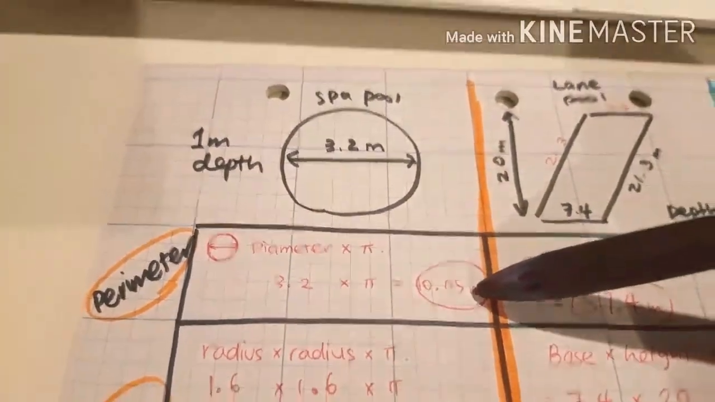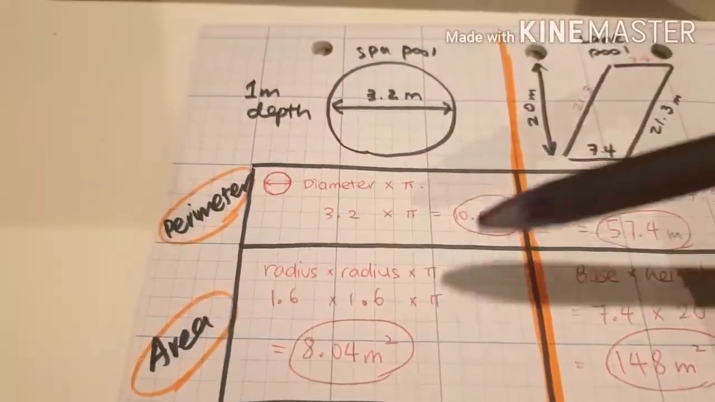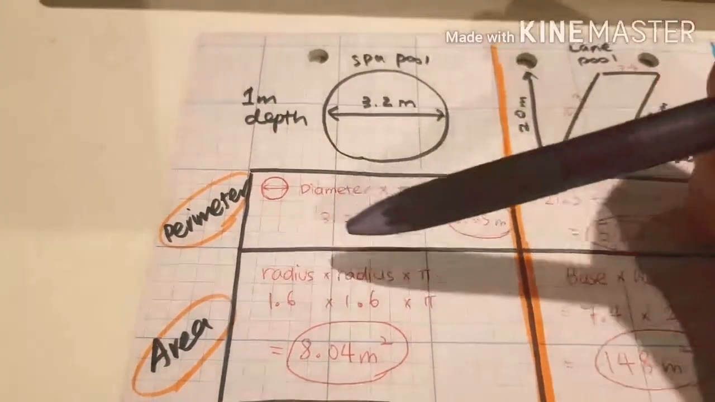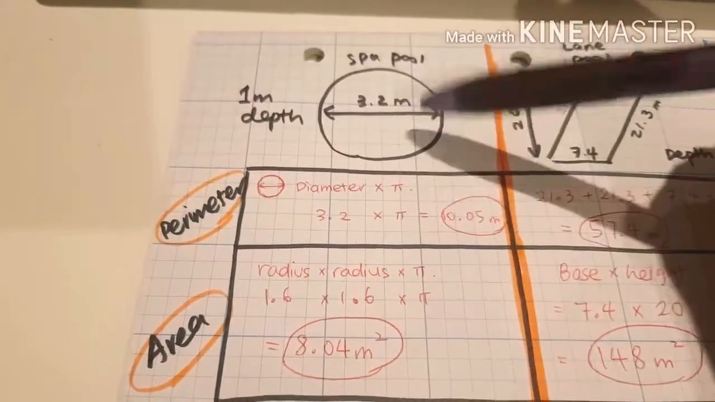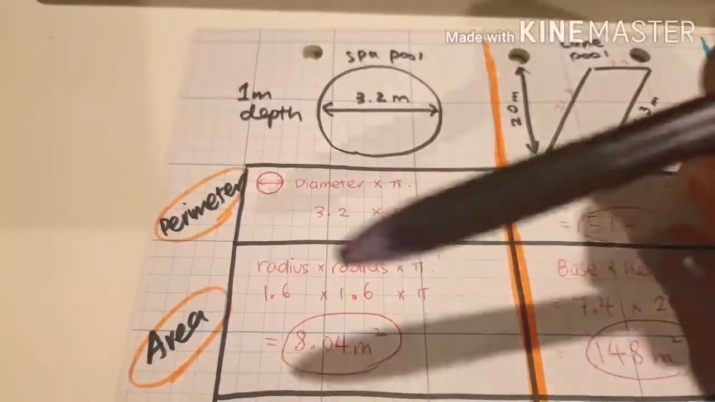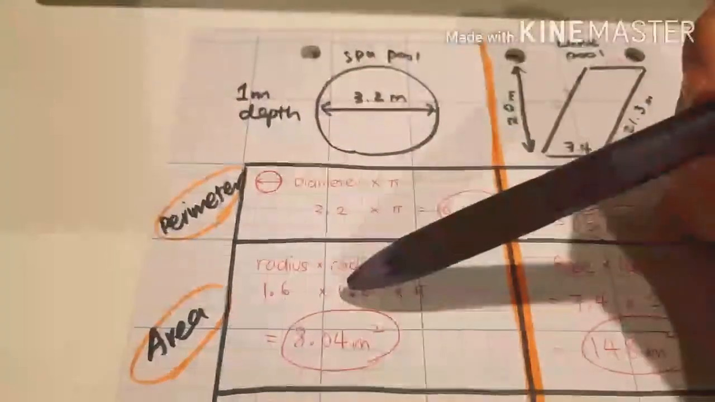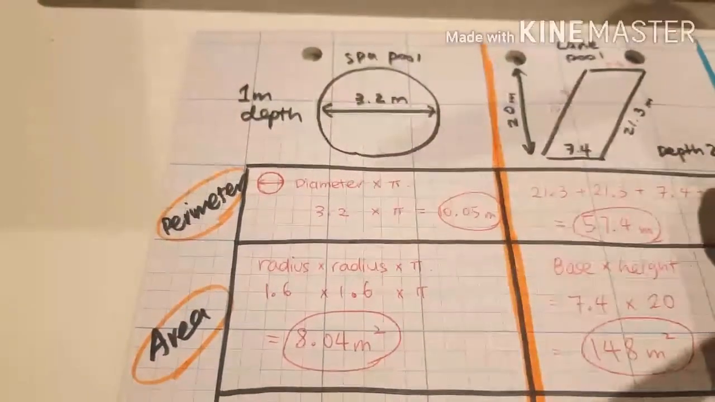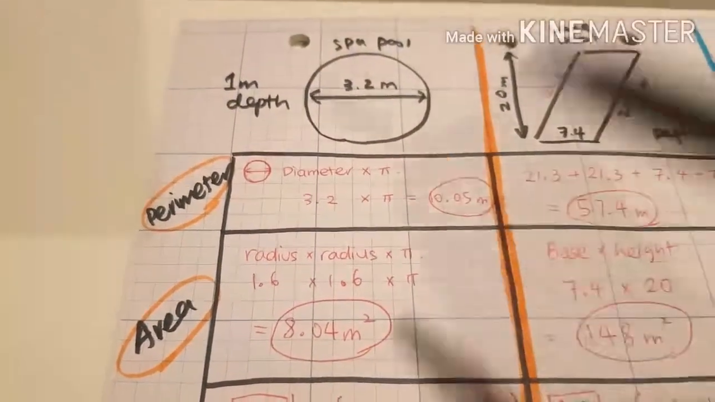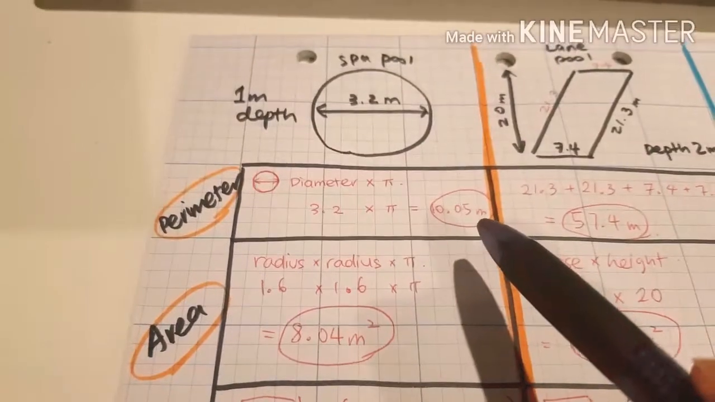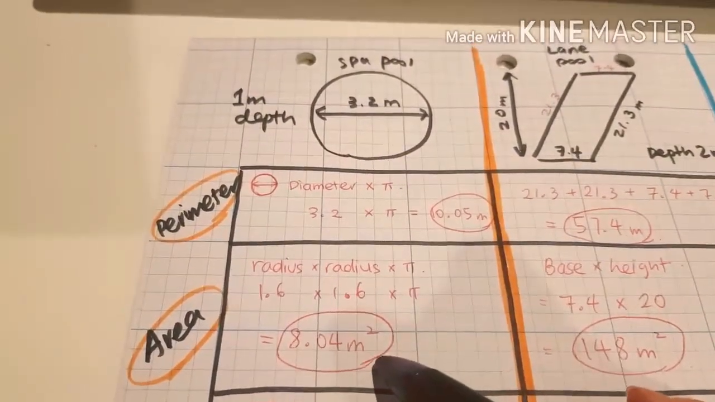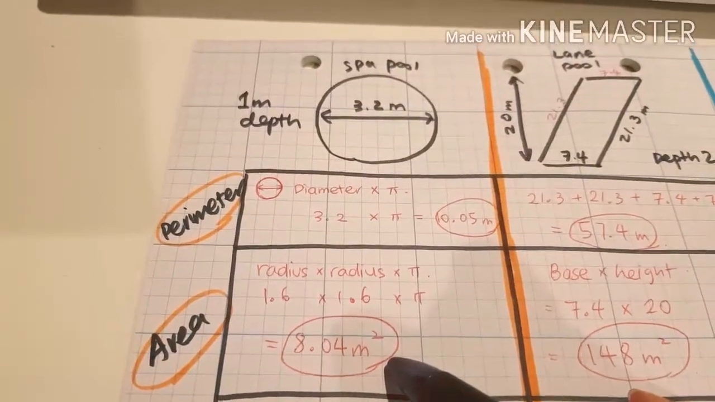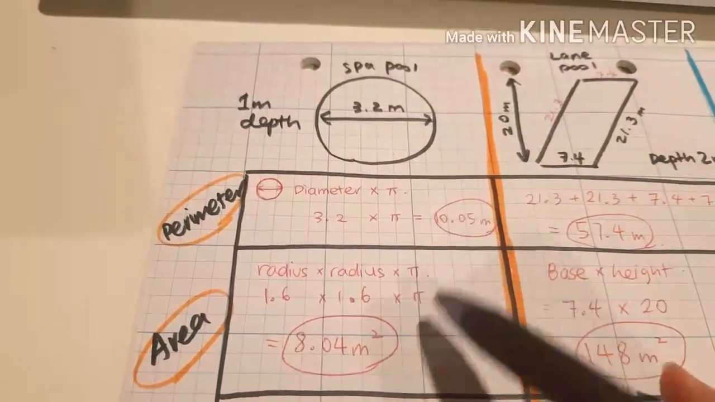When you're finding the area of the circle, it's pi times radius squared. Radius is half of the diameter, so I divide 3.2 by 2 to get 1.6, then 1.6 times 1.6 times pi to get the solution. But remember the difference: perimeter is in meters, area is in meters squared, but both of them are 2D.